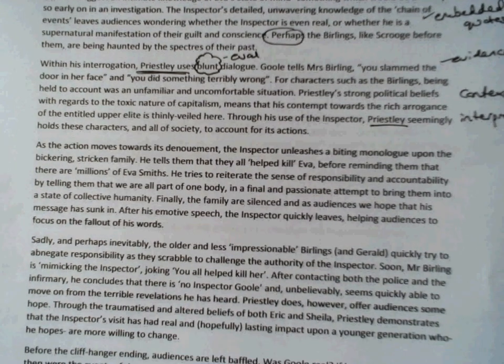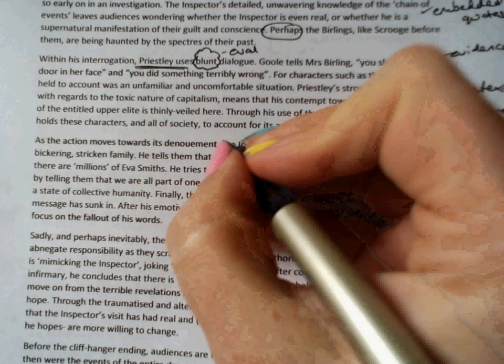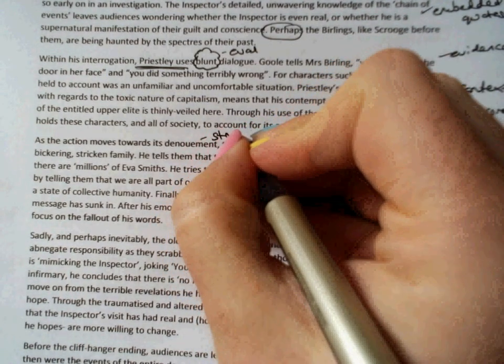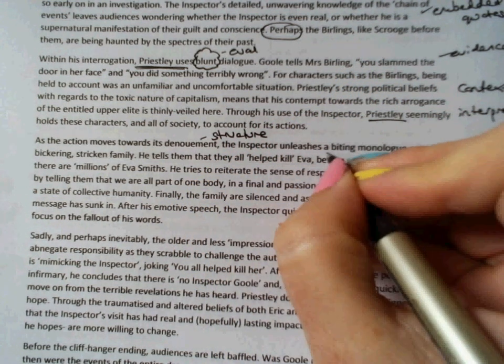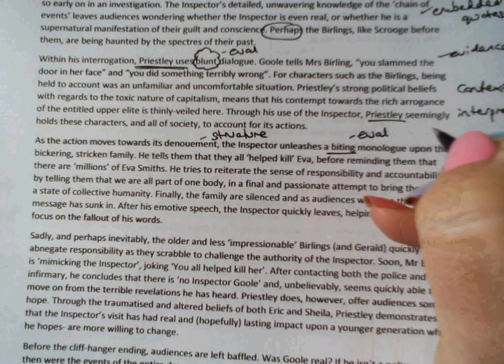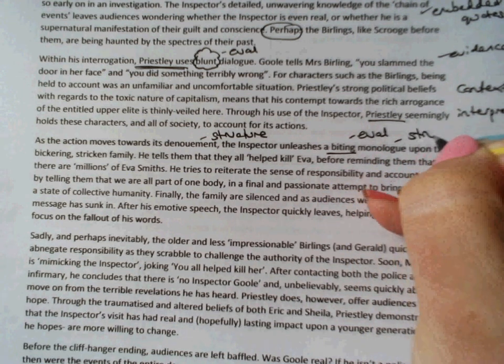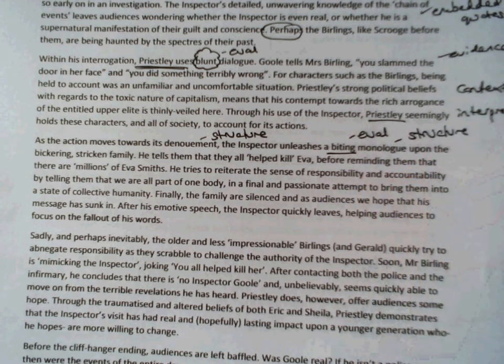As the action moves towards its denouement, so its sort of resolution, so I'm thinking here about the structure of the whole play, the Inspector unleashes a biting monologue. This is another example of my evaluation. And here we've got, again, sort of a structural point upon the bickering-stricken family.